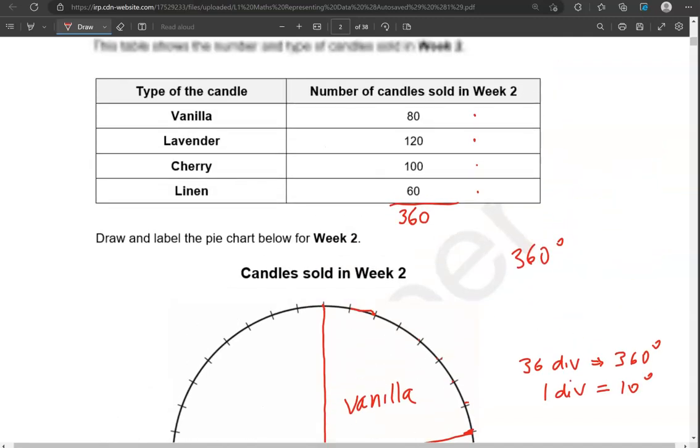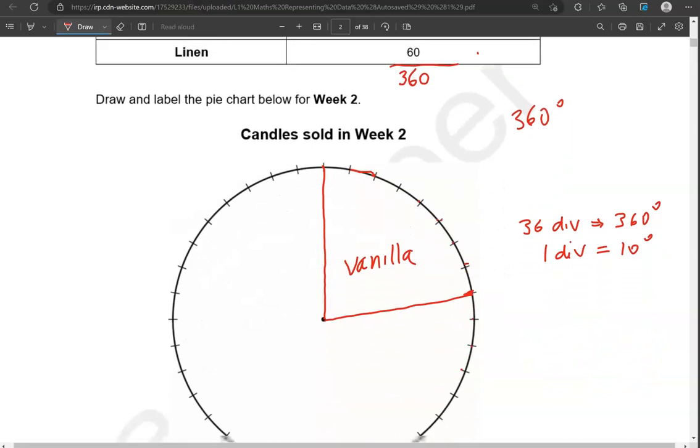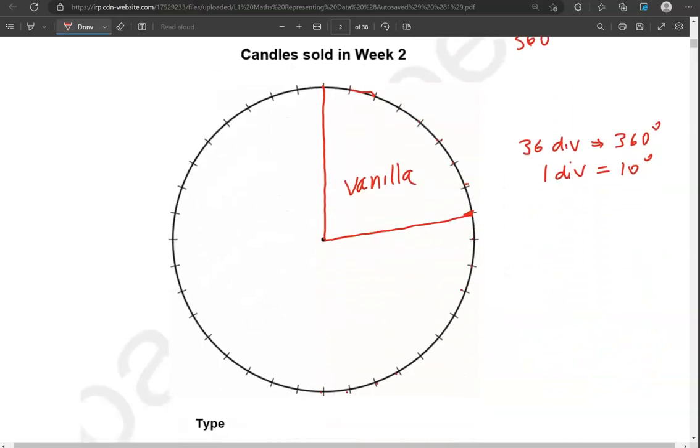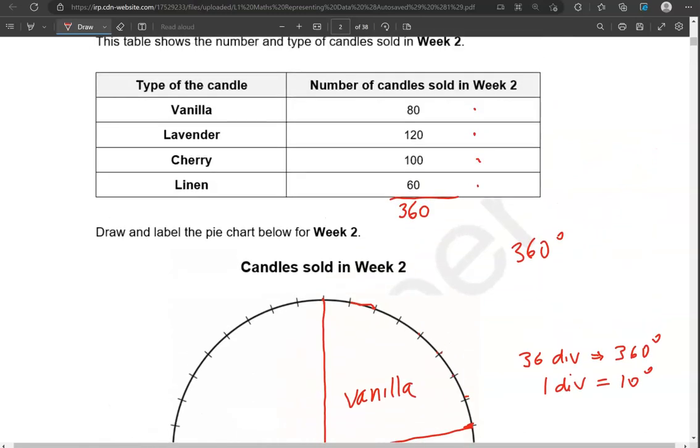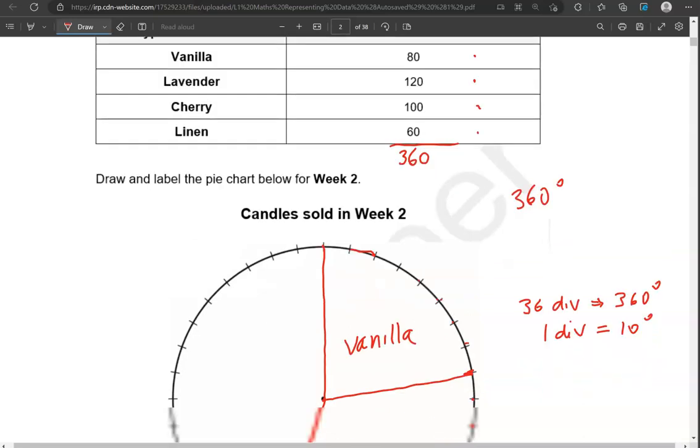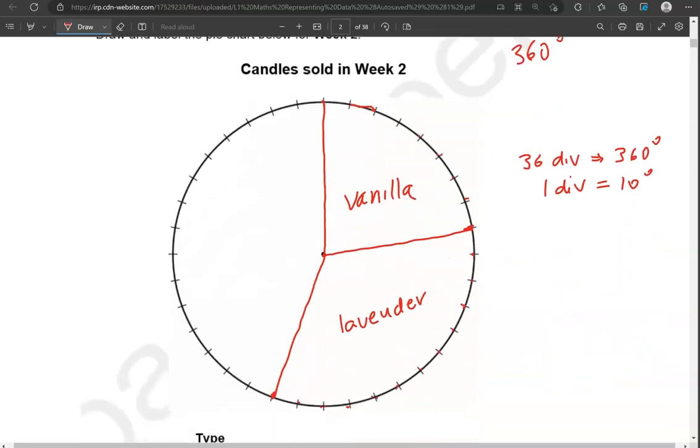Now we'll do lavender, 120 degrees. So that is 12 divisions. So we'll go 1, 2, 3, 4, 5, 6, 7, 8, 9, 10, 11, 12. Cherry, that is 100 degrees, so that will be 10 divisions. 1, 2, 3, 4, 5, 6, 7, 8, 9, 10.